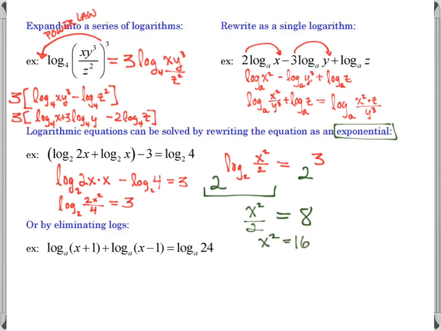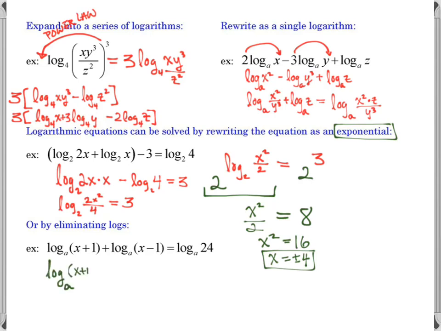I multiply by 2, and I take the square root, and x is plus or minus 4. And we'd have to go back and check those values in our original pieces to talk about our restrictions on logarithms. We can't have a logarithm of a negative number, so we could see what those values look like.